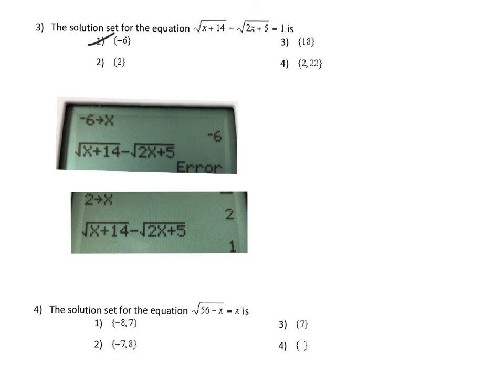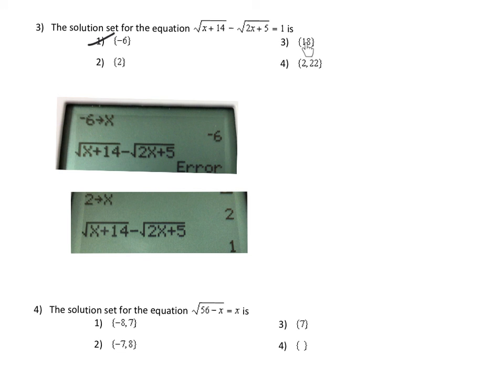Okay, so then I tried out choice 2. I stored x as 2 in the calculator. I did 2 store x, and when I plugged in the left-hand side of the equation, look at that, it gave me 1, which equals the right-hand side of the equation. So it means choice 2 could be the answer, or let's look at choice 4. Choice 4 also has a 2 in it. So we also have to see if 22 checks.